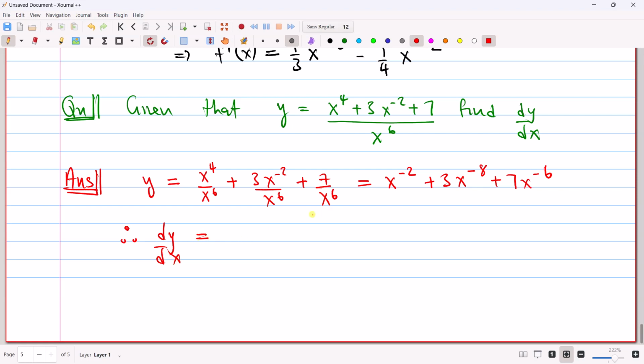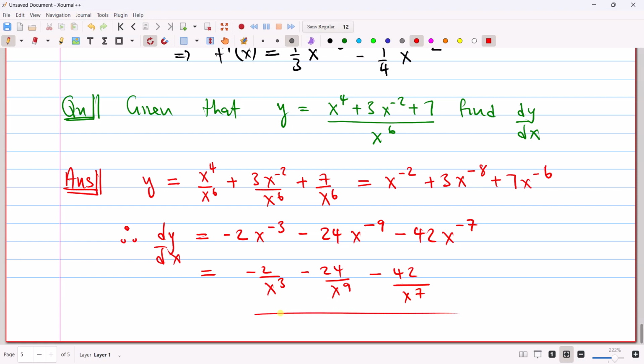So therefore now what is dy dx? So to find dy dx, now I do the rule, I bring down the power first, minus 2, then I put x and decrease it by 1, I get that. Then I multiply the bottom, I get minus 24. Take x, reduce the power by 1, I get negative 9. Then again, I multiply 7 by 6, I get minus 42. Bring down the power, I reduce it by 1, I get minus 7. So this gives us that. So if you want, you can write your answer as minus 2 over x cubed minus 24 over x9 minus 42 over x7. Then that concludes everything.